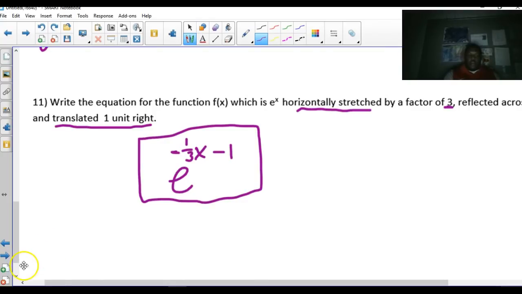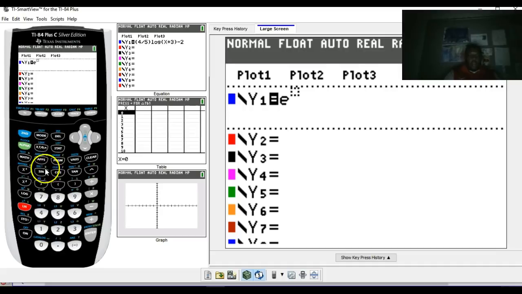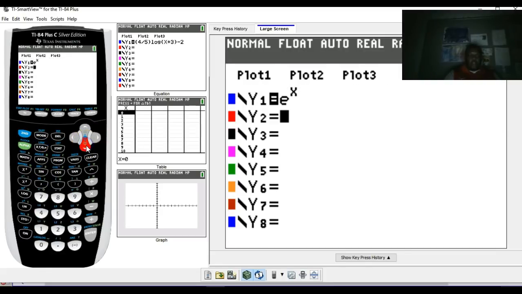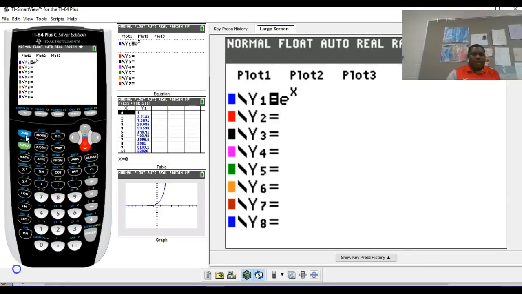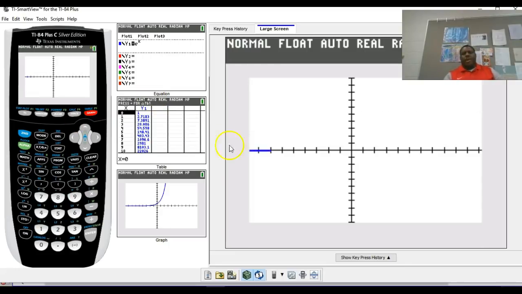I'm just going to show you real quick. I'm going to go second and e, and we're going to raise that to the x. That's the parent function. Then we're going to go second and e again, and this time we're going to go negative 1/3. Guys, I put parentheses around my fractions every time, so you'll be right. Minus 1, that'll give us to the right 1. So here's the parent function, the exponential, e to the x.